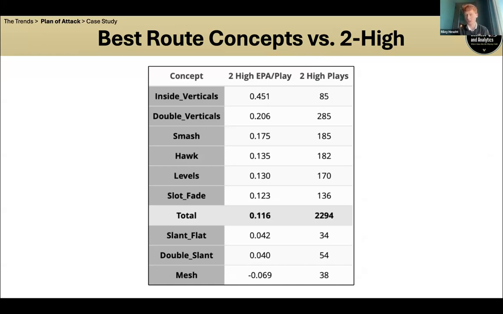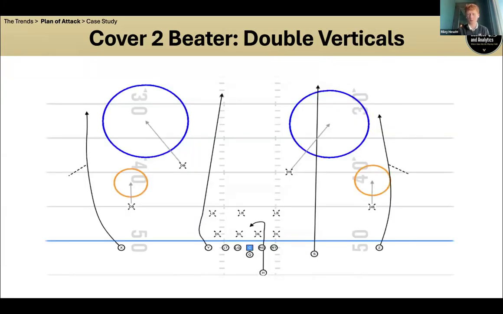While slant flat, double slant, and mesh concepts, which get a lot of their value from creating traffic over the middle of the field in man coverage looks, weren't as effective against two high coverages. So let's get into a little bit about why some of these route concepts work so well against two high coverages. Here we have that double verticals look, and we're showing it against that cover two.